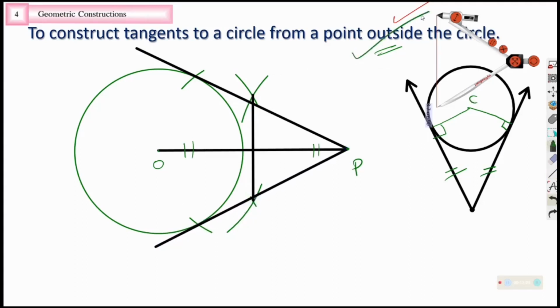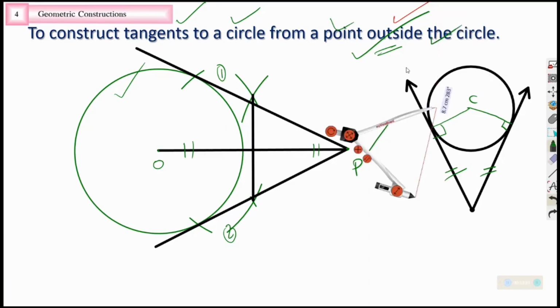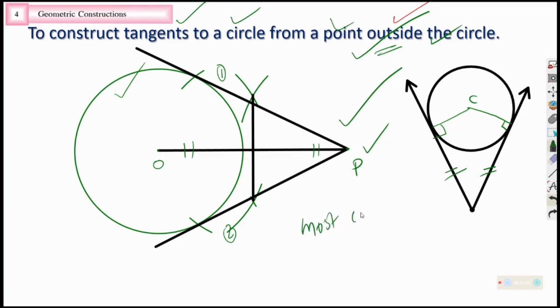What is the construction? Construct tangents, one here, two here, to a circle. This is the circle, and this is a point outside the circle. And we know that two tangents are possible, so we drew two tangents from that point. Most common question in your question paper. Practice it. Easy, interesting. And you will be drawing all this with pencil, not with color and all.